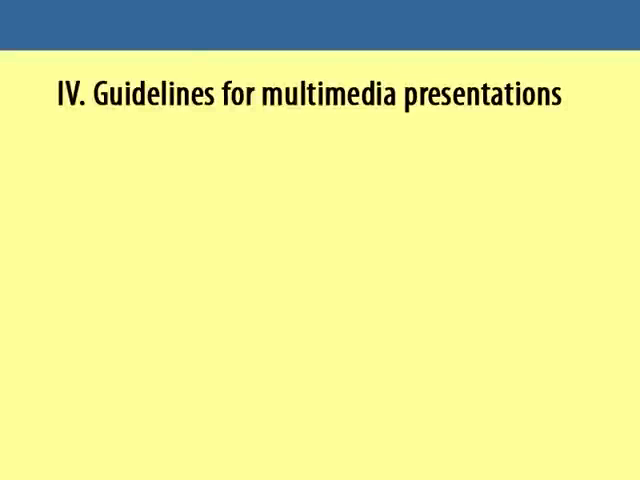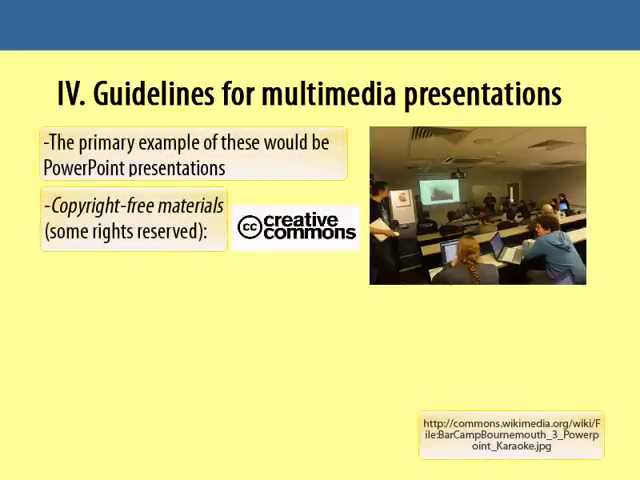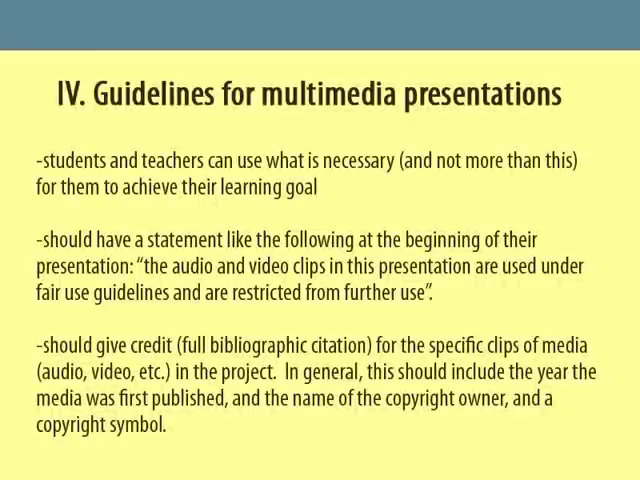Guidelines for multimedia presentations. The primary example of these would be PowerPoint presentations. Copyright-free materials on sites such as Flickr or Wikimedia Commons can be used in these presentations. When using the materials, cite as the author requests, and if there is no request, make sure the author's name, the item's web address, and the Creative Commons license are all somehow noted. This presentation uses all Creative Commons materials. For copyright protected materials, guidelines, not laws, in this area come from a couple documents that you can read about on the web. Pause the tutorial if you'd like to see what they are.